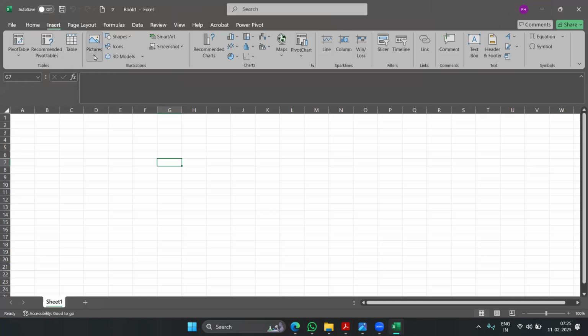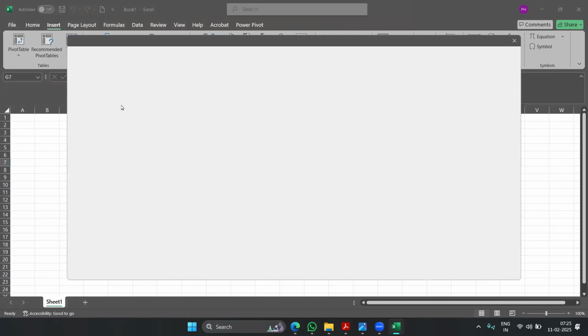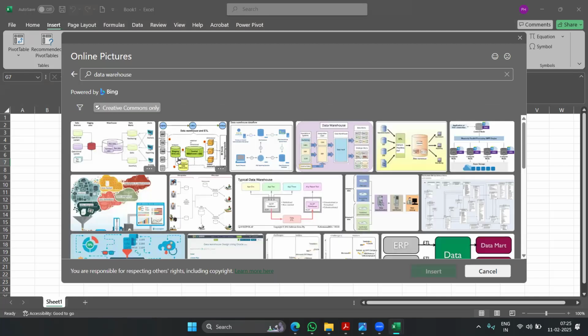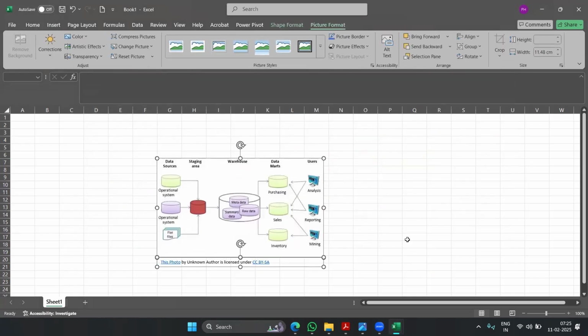Insert picture, online picture, data warehouse. All right.